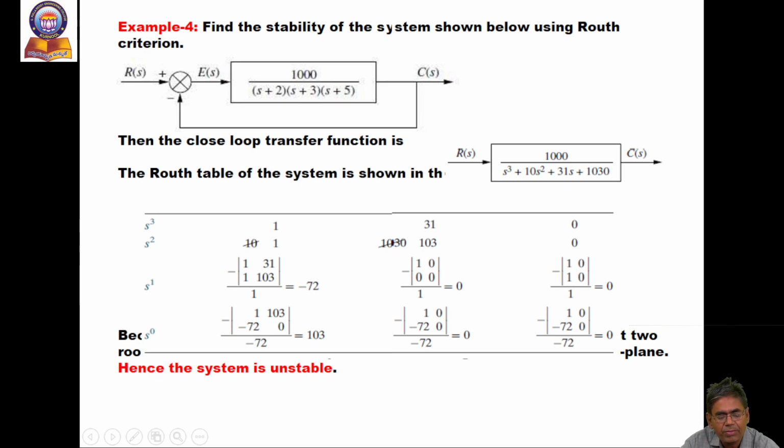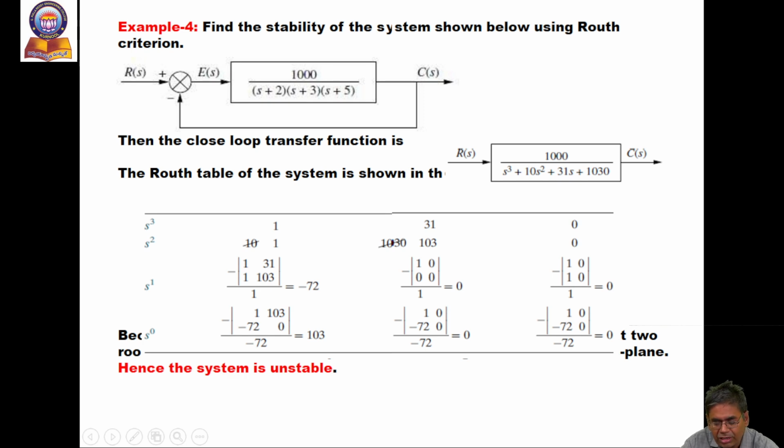That is G(s) divided by 1 plus G(s)H(s). We get the characteristic equation s cubed plus 10s squared plus 31s plus 1030. The denominator of the closed loop transfer function is the characteristic equation. From this characteristic equation, we prepare the Routh tabulation, and from it we determine whether the system is stable or unstable.